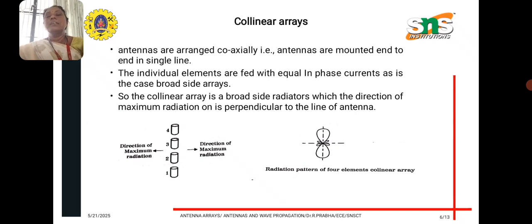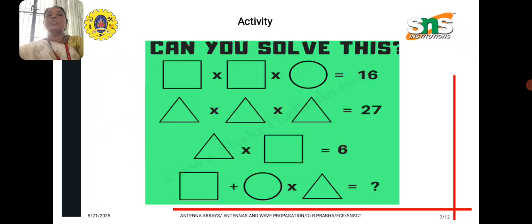And the third category is the collinear array. This is similar to the broadside array, but the difference is in the arrangement of the individual antennas in the array. Here the antennas are arranged coaxially, that is, the antennas are mounted end to end in a single line. The individual elements are fed with equal in-phase current as in the case of the broadside array. So, a collinear array can be termed equal to a broadside array where the direction of maximum radiation is perpendicular to the line of the antenna.